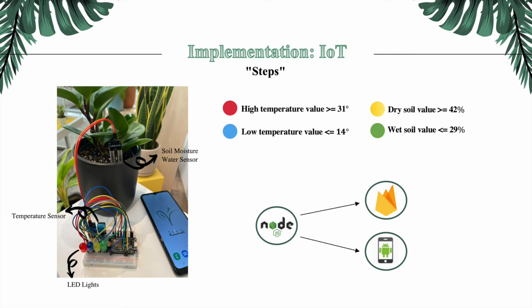These improper values are stored in the database. Node JavaScript will trigger an update in the database and then send a notification to the user by taking the device token from Flutter and adding it to the Node JavaScript code.